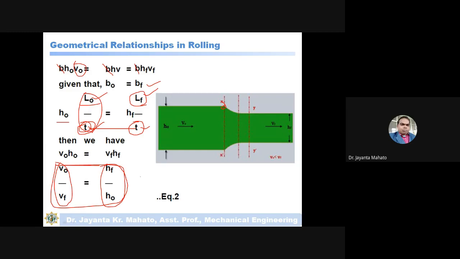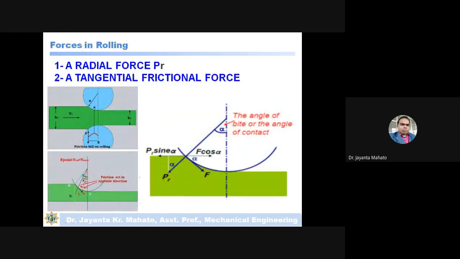Okay, now another is forces in rolling. So two types: the one is radial force and the other is tangential friction force. The calculation of these forces we will discuss in the next class. I think the time is over. So in the next class, we will discuss how we will calculate the radial force or tangential force during the rolling process.